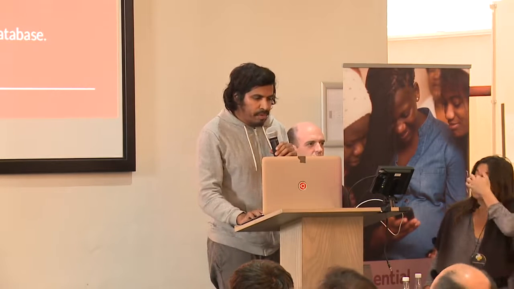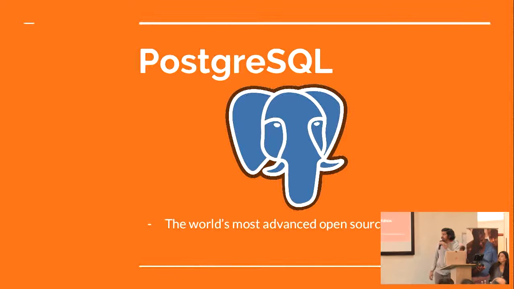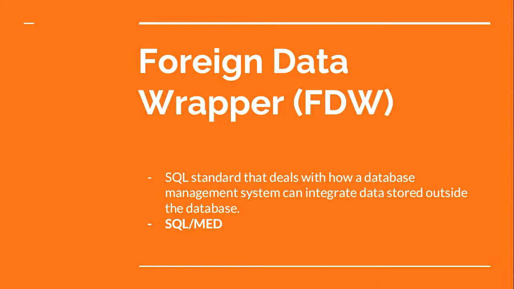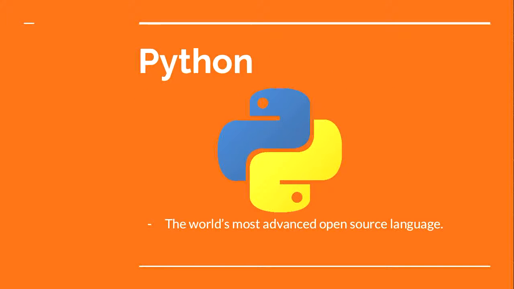PostgreSQL Foreign Data Wrapper in Python. So PostgreSQL is the most advanced open source database, the world's most advanced open source database. Foreign Data Wrapper is an SQL standard that deals with how a database management system can integrate data stored outside of the database, right? So that's the actual standard SQL made. Then Python is the world's most advanced open source language.